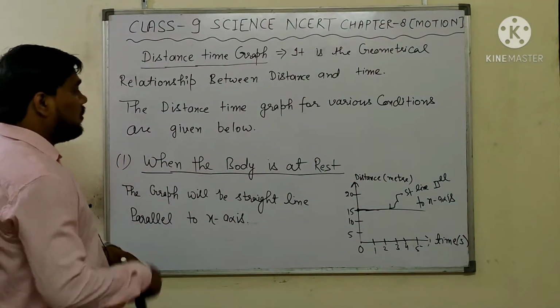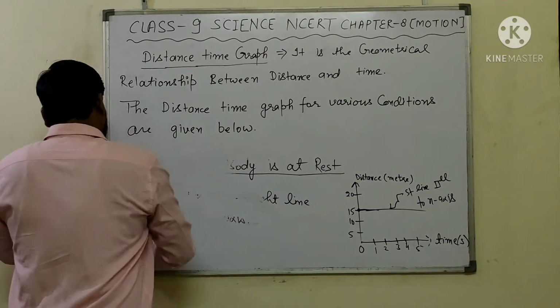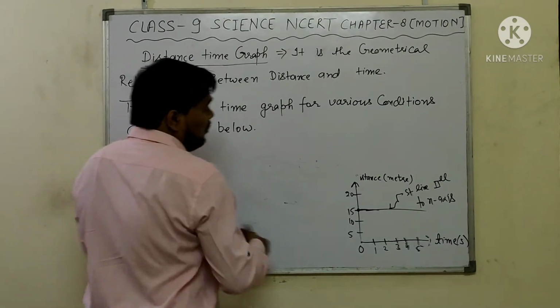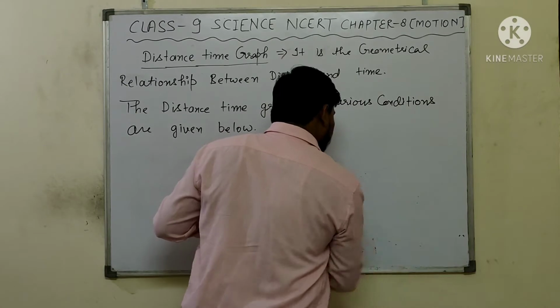So now recall the second condition. Just wait. The first condition was whenever the object is at rest. The second condition will be whenever the object is in uniform motion.